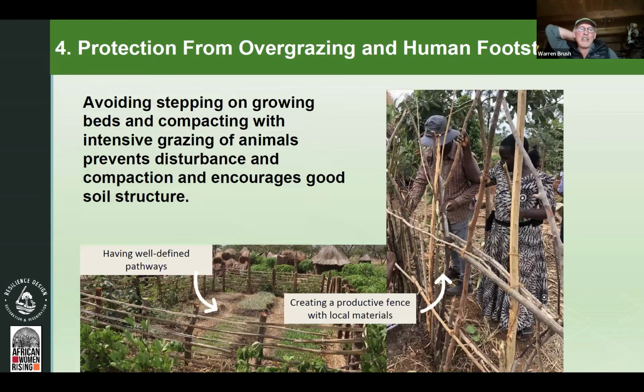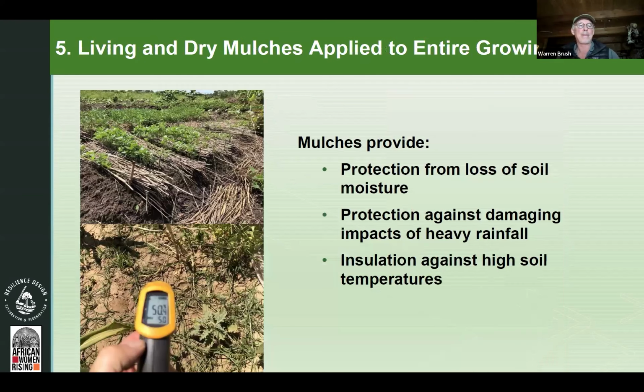Protection from overgrazing and human footsteps. So having well-defined pathways, fencing, being able to protect from that compaction from overgrazing and human footsteps. Number 5, please, or next one, T.